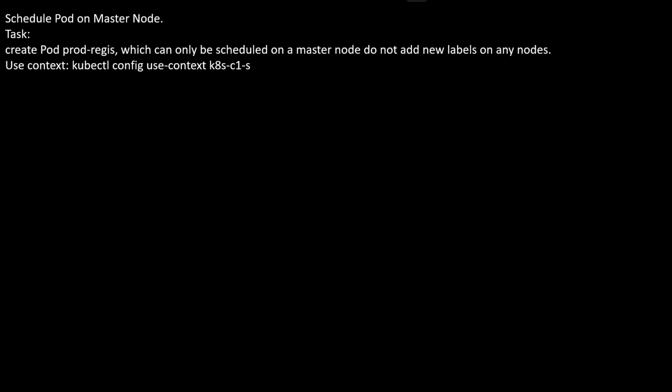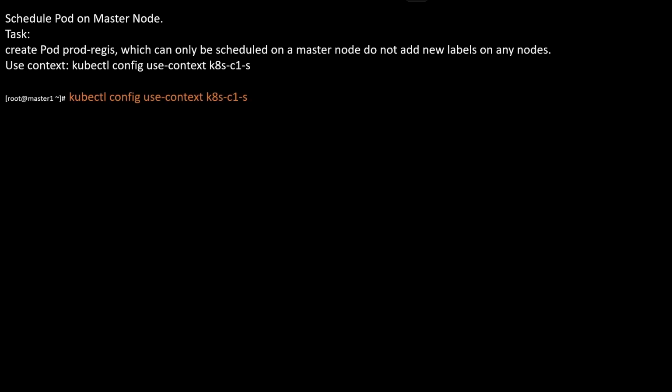So in this question, we are asked to create a pod on the master node only. But we know that on the master node, by default, there is a taint. Because of this taint, pods will not be scheduled on the master node. In order to add a pod on the master node, we must add the toleration in the pod config. If you're not aware of taint and toleration, you may watch my video on the Kubernetes playlist.